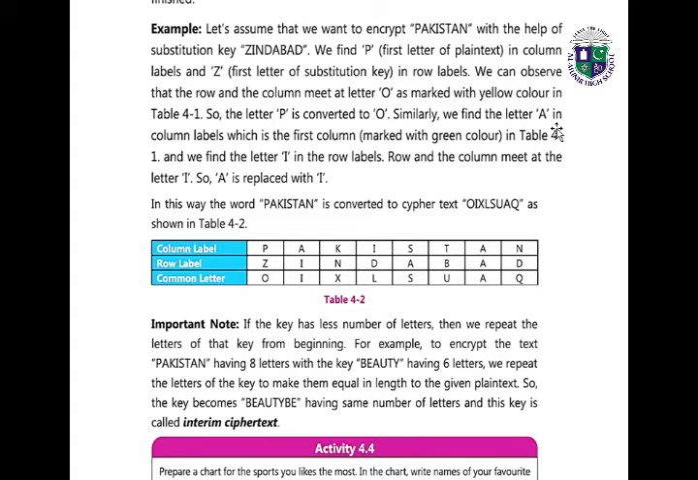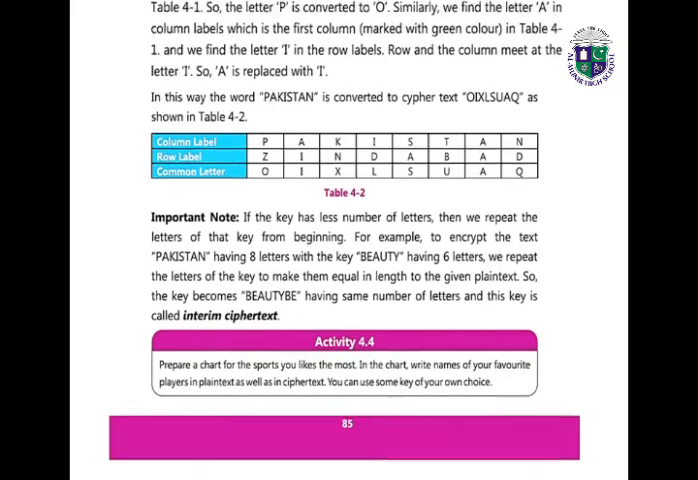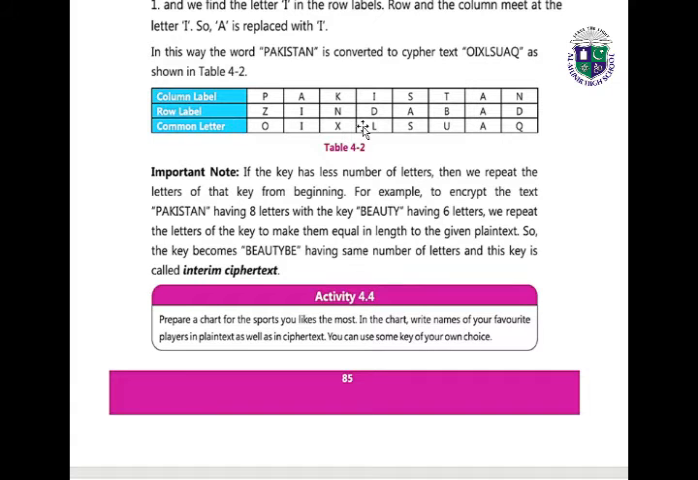Similarly, we find the letter A in the column labels, which is the first letter marked in green color. In this way we will make the code of Pakistan Zindabad as given in this table. P with Z will be O, A with I will be I, K with N will be X, and so on. An important note is that if the key has fewer letters, then we repeat the letters of that key from the beginning. For example, to encrypt the text Pakistan having 8 letters with the key Beauty having 6 letters, we repeat the letters of the key to make them equal in length to the given plain text.